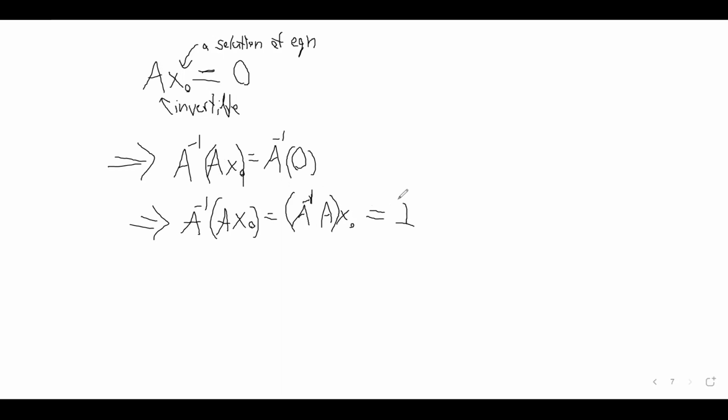A inverse A is the identity matrix because it's a product of inverse matrices. You have I x naught. The identity times any matrix is that matrix, so it's equal to x naught. But we already have that this thing is equal to A inverse 0 from earlier. So since A inverse times Ax naught is equal to x naught, then x naught is equal to A inverse 0, which is 0. And so assuming that x naught is a solution of the equation implies that x naught equals 0.